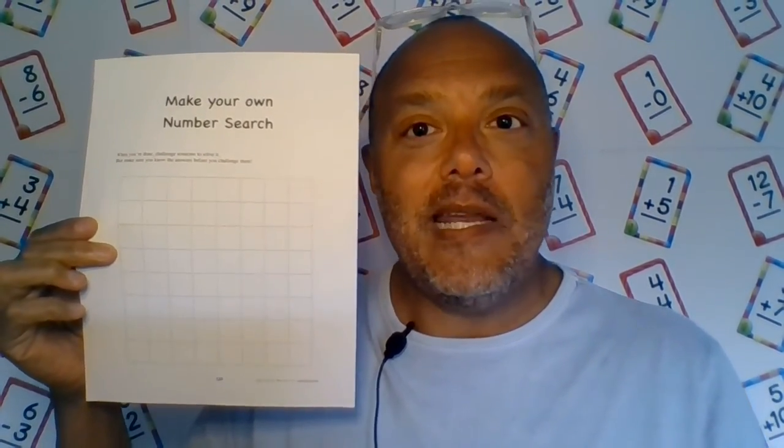And now it's your turn. In your packet, you have this sheet where you can make your own number search. Get a black marker, and draw some outlines and create some regions. And then on one of those regions, designate it as your 1. What is your 1 going to look like? And then ask somebody in your house or in your class to solve your number search for you.